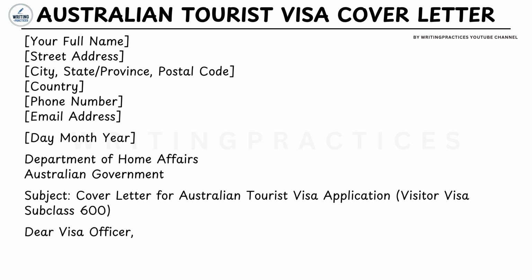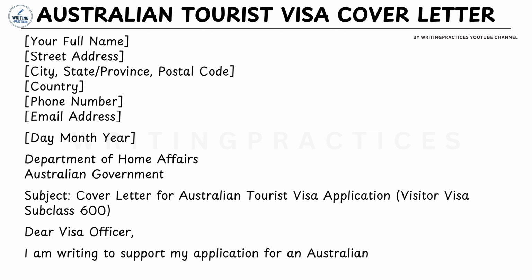First paragraph. Purpose of application. This paragraph states why you are writing. Example: I am writing to support my application for an Australian tourist visa, Visitor Visa Subclass 600. This clearly explains the purpose of the letter from the beginning. It allows immigration officers to immediately understand the document's function. Keep this statement direct and concise.